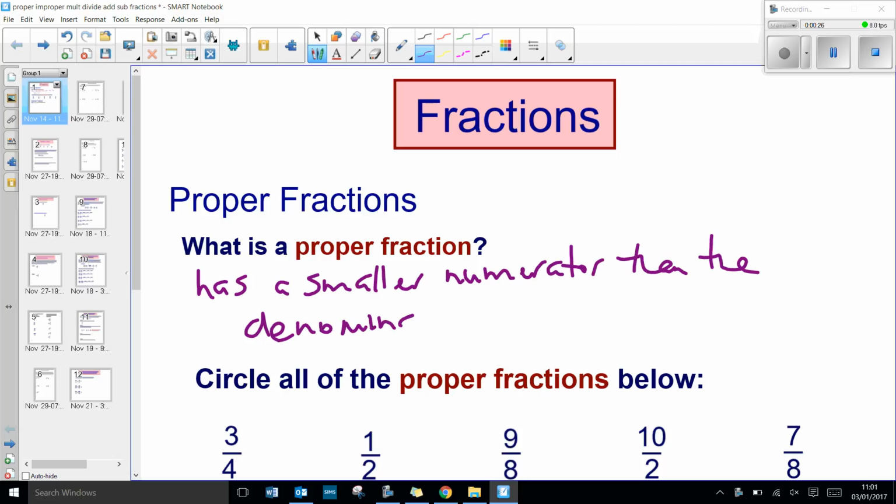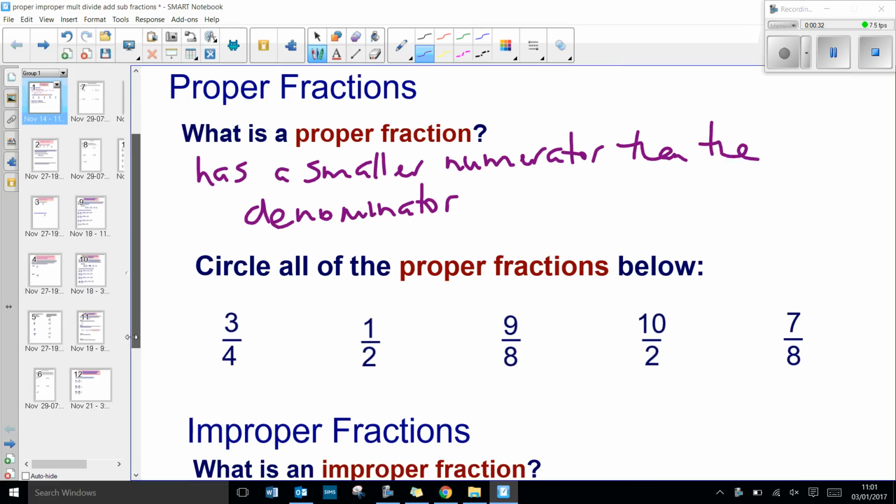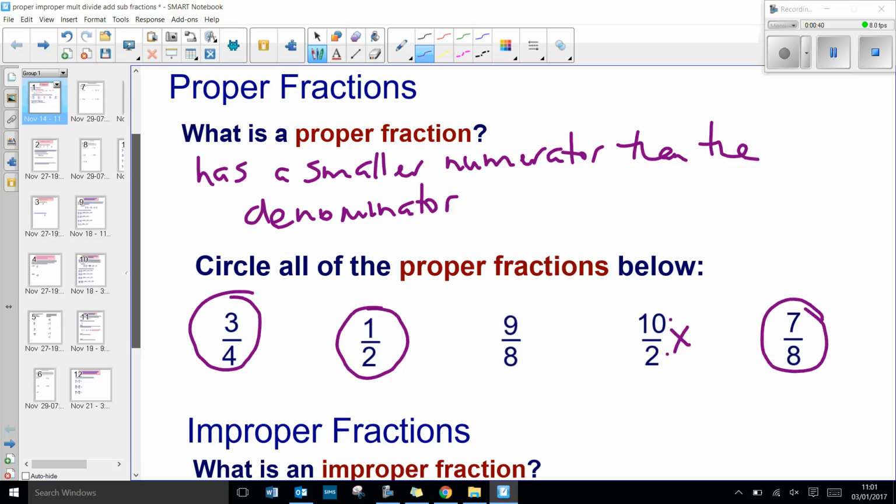So if we were looking at these as examples, this would be a proper fraction, as this and this. These two would not be because 10 is bigger than 2, and this is not because 9 is bigger than 8. Which brings us on to improper fractions.